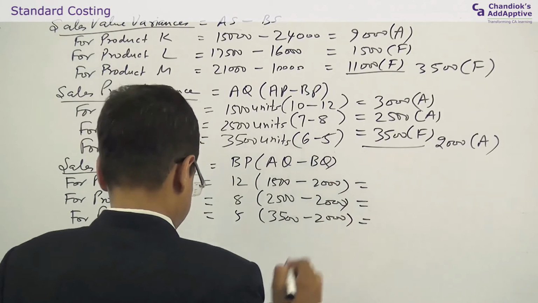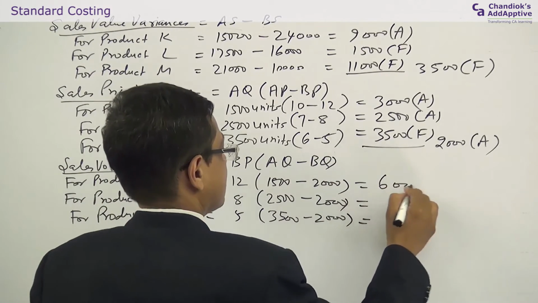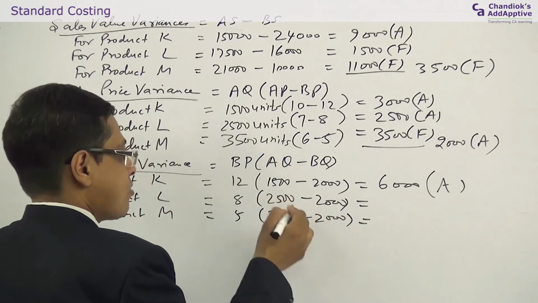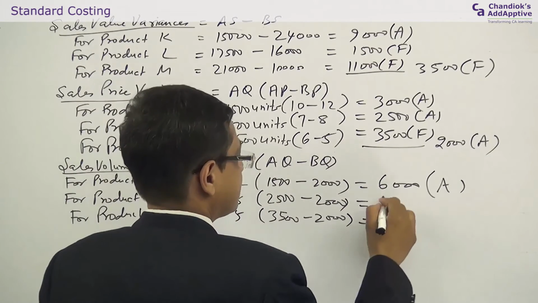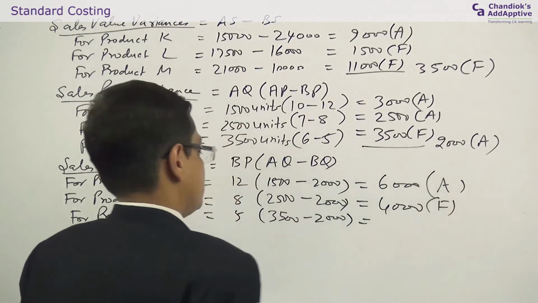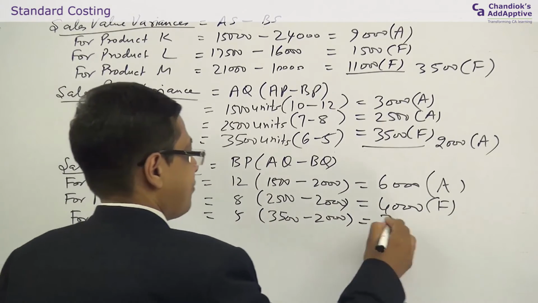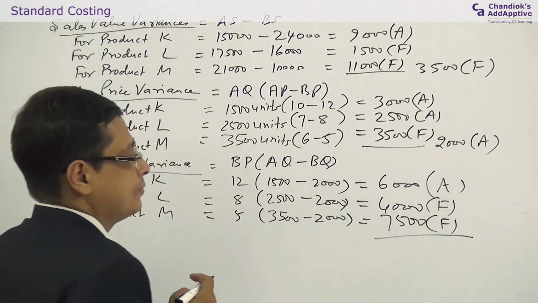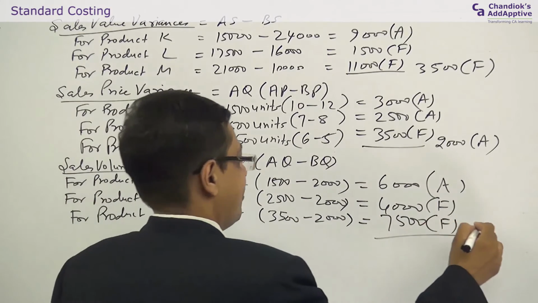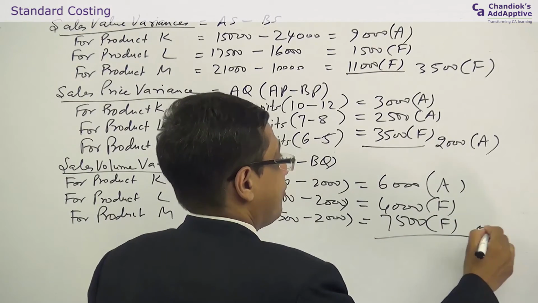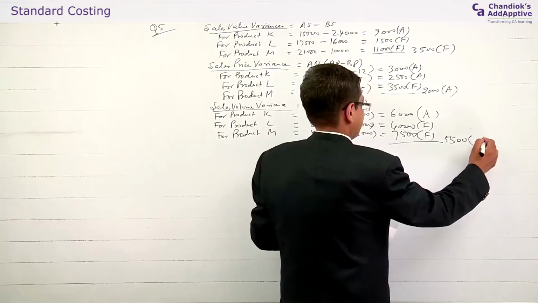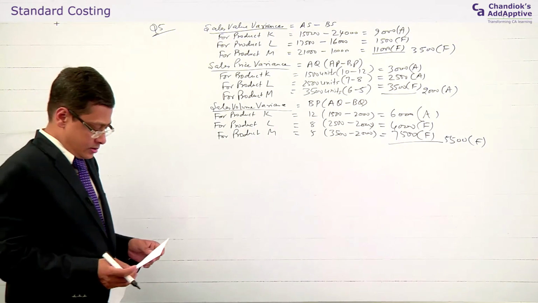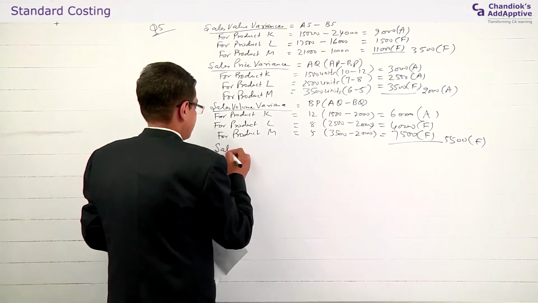So, if you solve this, this becomes 6,000 adverse. Here 500 into 8, this becomes 4,000 favorable. This is 1,500 into 5, 7,500 favorable. So, if you solve the 3 and find out the final value, it is 5,500 favorable. So you have got your volume variance. Now I proceed to get mix variance.